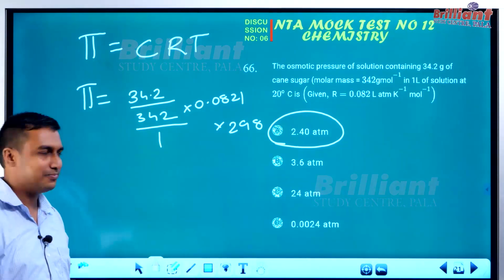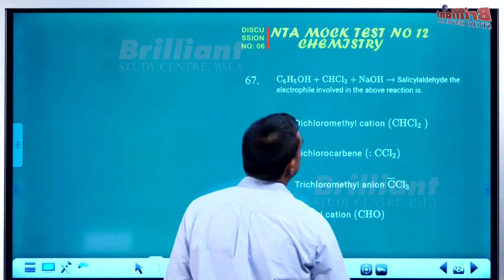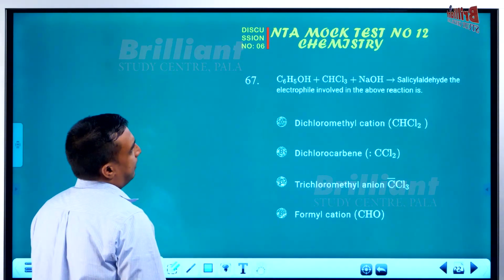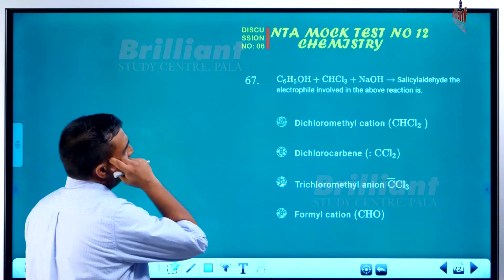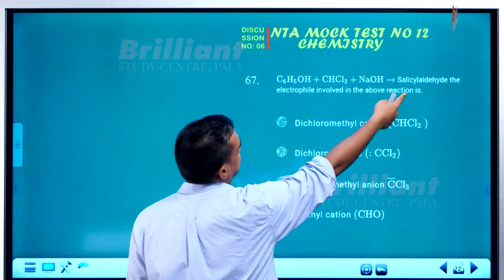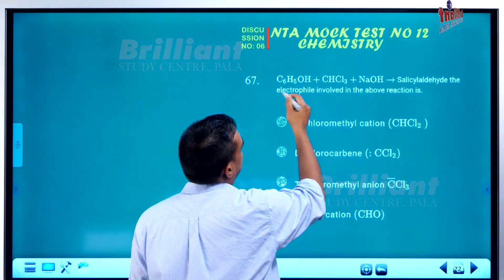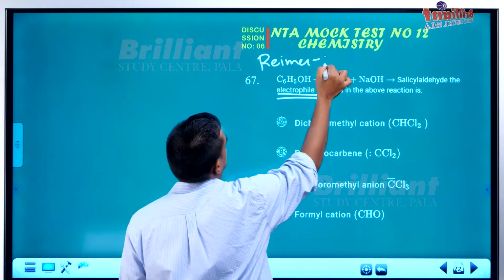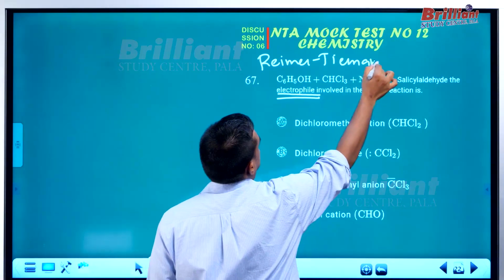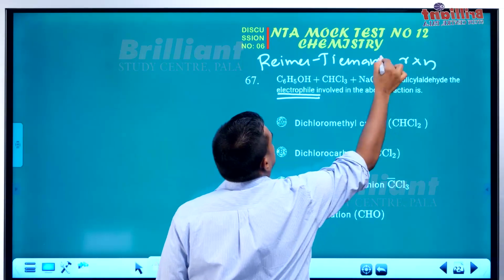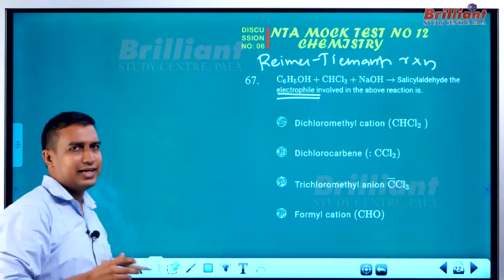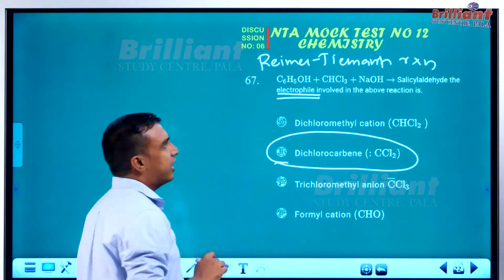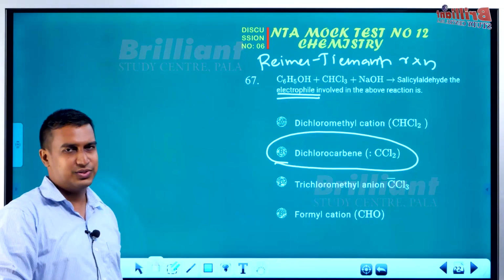Coming to the next question. Now for this particular reaction, if you look here, it is a phenol. Phenol is becoming salicylaldehyde. The electrophile involved in the reaction is, this is the Reimer-Tiemann reaction. In the Reimer-Tiemann reaction, you have studied that the intermediate is dichlorocarbene, CCl2. We have already studied the mechanism. Coming to the next question.